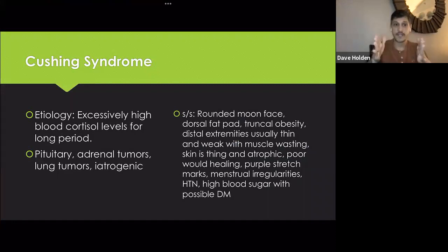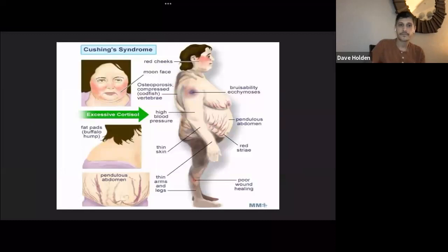Okay, so now we've seen Cushing's. It's caused by really high levels of cortisol for a really, really long period of time. So it's promoting inflammation, it's promoting fat storage and weight gain, thinning of the connective tissues, thinning of the bones due to the high presence of cortisol, menstrual irregularities, hypertension, high blood sugar, and possible diabetes mellitus. It may lead to diabetes because of the high blood sugar. There's your classic Cushing syndrome, red cheeks, moon face.